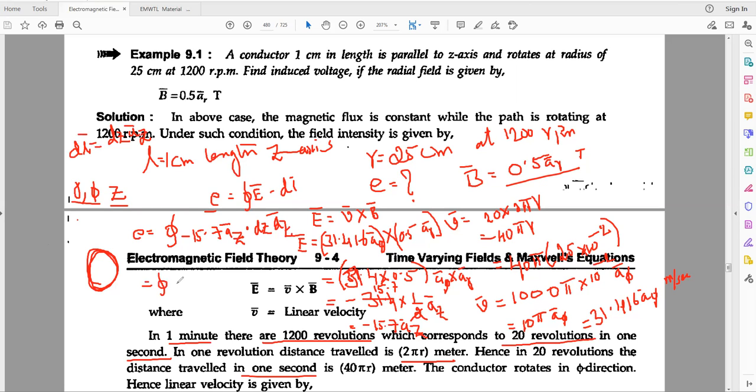Integral minus 15.7 AZ bar dot AZ bar is equal to 1. So dz. What is the Z here? Z is parallel to the conductor, which is 1 centimeter, meaning Z starts at 0 and goes to 1 centimeter. If you write it in meters, that is 0.01 meters. So the induced EMF E is equal to minus 15.7 with the integral of dz along AZ.